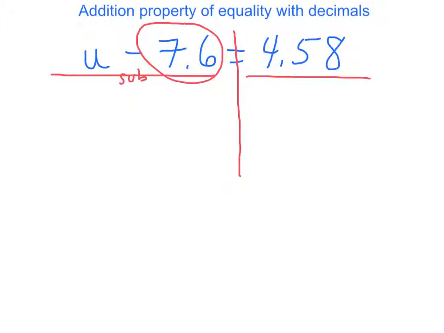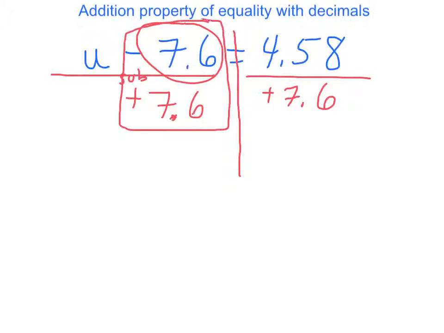7.6 is being subtracted. The opposite of subtraction is addition. So we show our work like this. We always want to undo things. If it's being subtracted, we add it. So if I add 7.6 to this side, I have to add 7.6 to that side. Now we need to rewrite. We double check this, and it should go to 0 if we've done our job right.